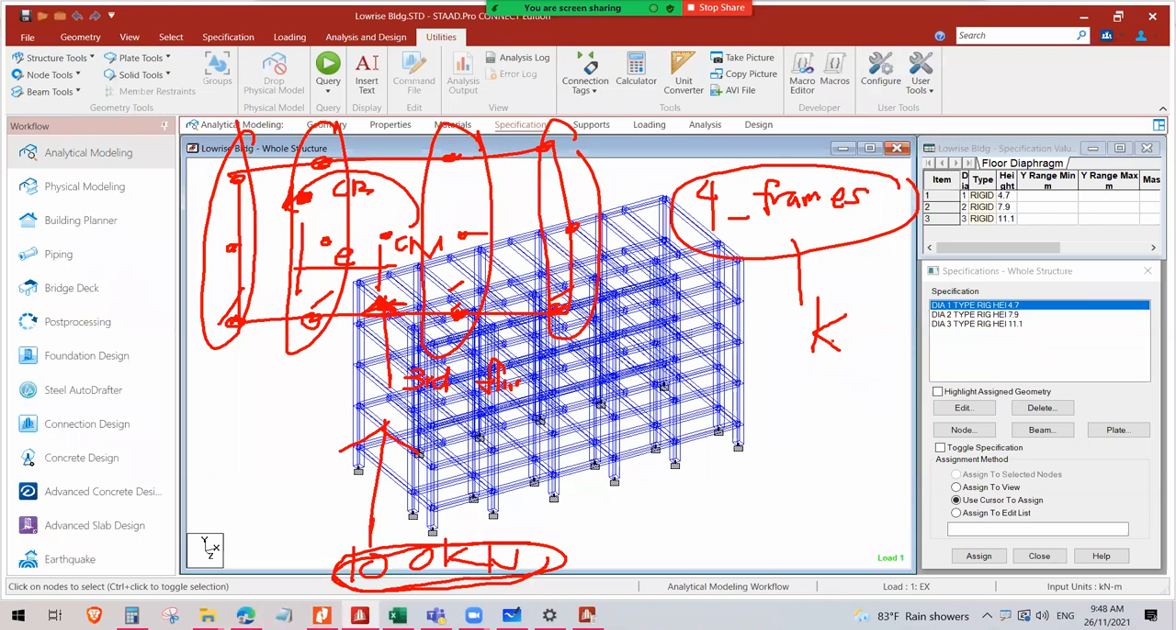Napag-aralan natin yan sa day 1 pa nga lang, no? Nag-solve tayo ng distribution ng base shear to each column. So ibig sabihin, yung stiffness per frame, we can regard it as the same. Equal sila lahat, no? So 100 kilonewton will be simply divided by 4, kasi apat na frame yan, eh. Apat yung magre-resist ng 100 kilonewton sa north to south direction. So this will be 25 kilonewton. This will be 25. This will be 25. And then this will be 25. Yan yung tinatawag nating direct shear.